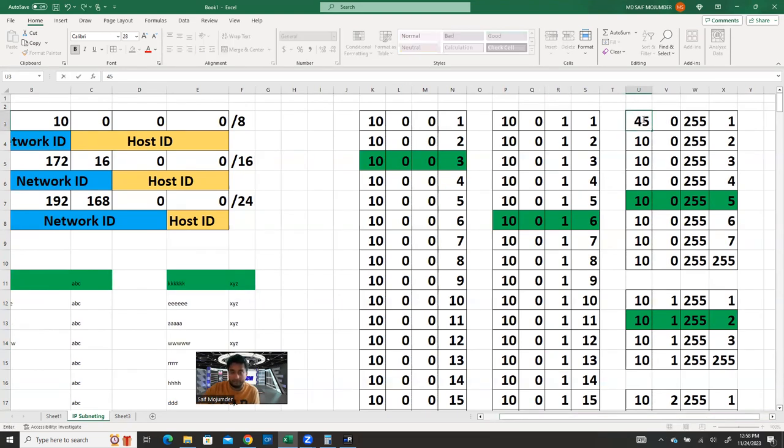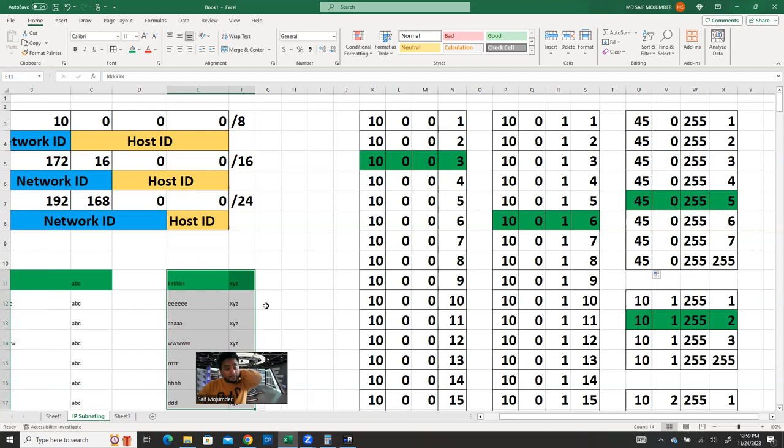if I go for, say, for example, 45, and if it is a number like this, that means what? Still, this is class A, that's for sure. But this IP no longer belongs to this group, because the first octet is changed and the first octet is defining the network. So now this one is class A but a different family, like your friend's family, right?